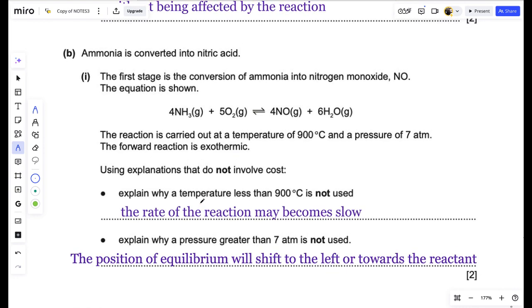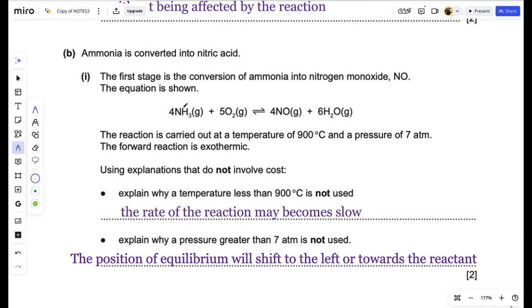Ammonia is converted into nitric acid, and the first stage is the conversion of ammonia into nitrogen monoxide, NO, by reacting with oxygen, burning it in air. In a reversible reaction, ammonia reacts with oxygen to produce nitrogen monoxide plus water. The reaction is carried out at a temperature of 900 degrees Celsius and a pressure of several atmospheres. The forward reaction is exothermic, so the backward reaction will obviously be endothermic. These are explanations that do not involve cost.